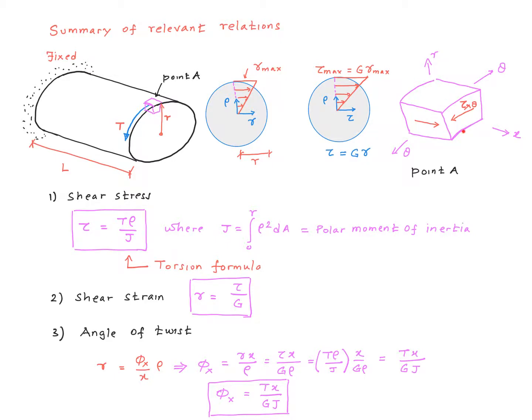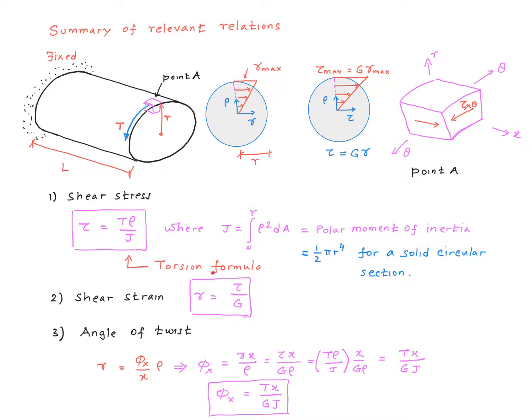So the only non-zero stress component induced by a torque like this is the shear stress, and more specifically, this is tau x theta, shear stress on the x-plane in the theta direction. Here is the torsion formula for calculating the shear stress at a given radius rho. Tau equals T rho over J, where J is the polar moment of inertia given by this expression. The polar moment of inertia for standard sections can be found in many different sources, including books. For a solid circular section, it's pi r to the power of 4 over 2.